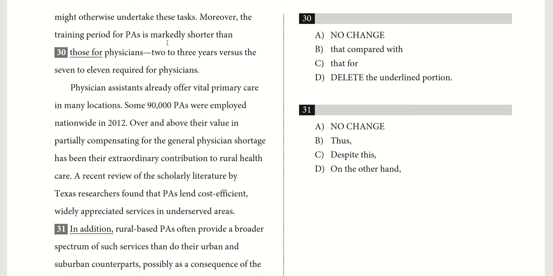What we mean is that if we're saying something is shorter than something else, that's already, by definition, comparing the two. We don't need to say that this is shorter than that compared to that, right? We can just say this is shorter than that, because "than" already implies comparison. So with that, we pretty much boil it down to C, and that makes sense because we can say "markedly shorter than that for physicians," that referring to the training period. So C is our answer here.